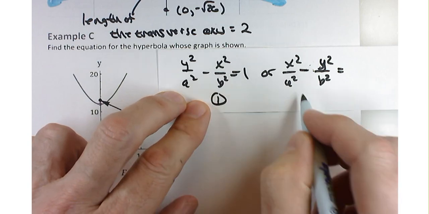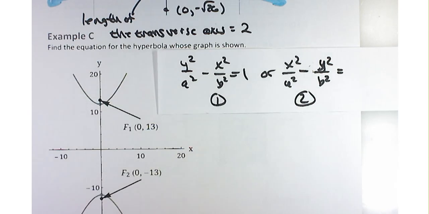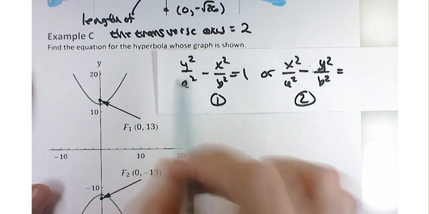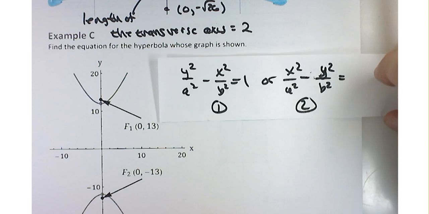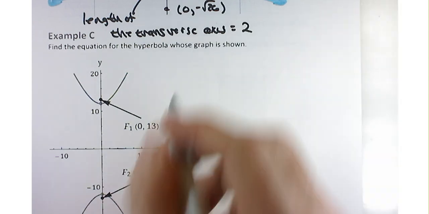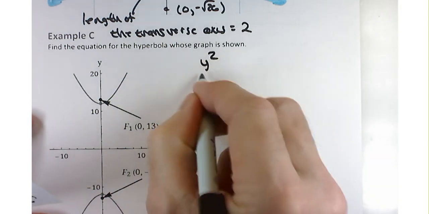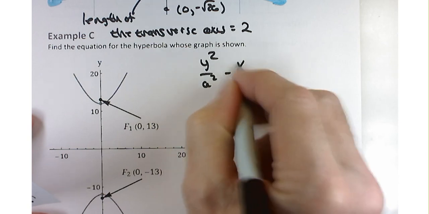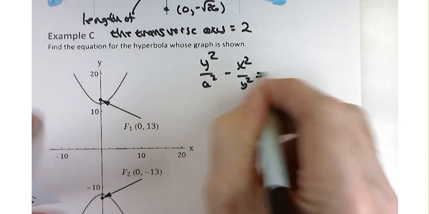Which one of these does it have to be? The first one or the second one? Y squared minus x squared. Yeah, all right. I didn't share quite unanimity, but there's definitely a preponderance of vote for the first one. So it's going to be y squared over a squared minus x squared over b squared equals 1.